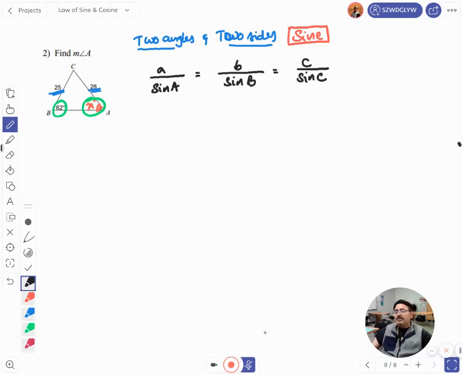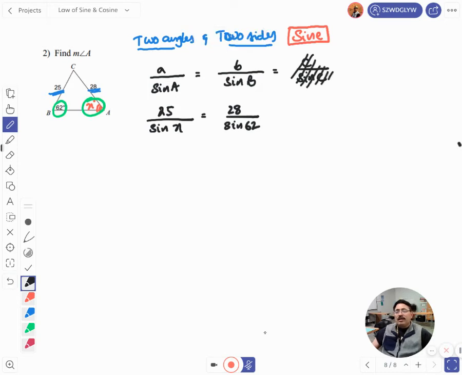The side opposite to angle A, I see that it is 25 units. So 25 over sine A, which is sine x degrees. Then b over sine B: the b value is 28 over sine 62. As I mentioned before about C, neither the angle nor the side is given, so we may drop this fraction.